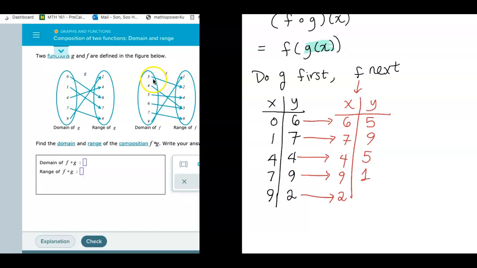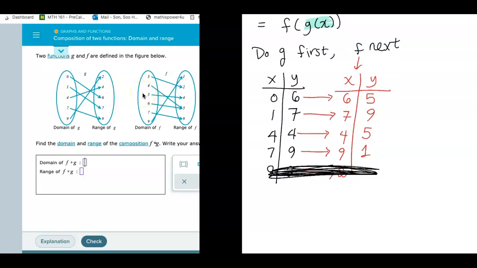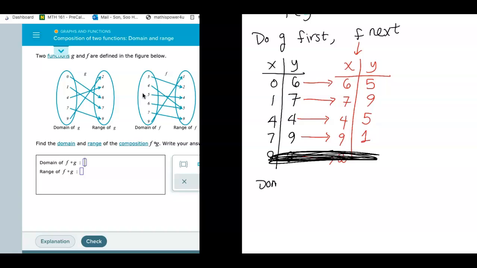What about 2? 2 does not exist. So guess what? We have to cross that out. This one doesn't exist, so I crossed it out. So let's do the domain. Domain is all the numbers that we started with that ended up giving us a valid y value. 0, 1, 4, and 7.